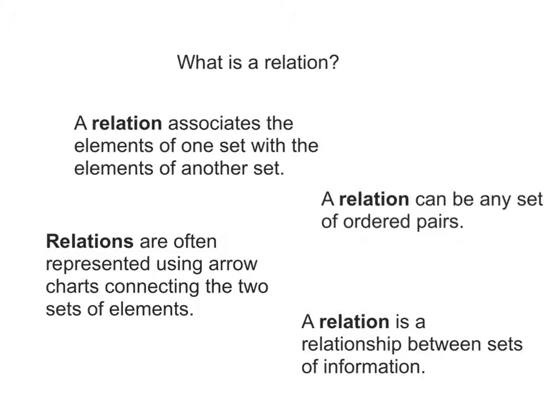A relation can be any set of ordered pairs. So when you see an ordered pair like an x and a y, that's a relationship, the way x is related to y. So a set of ordered pairs. Relations are often represented using arrow charts connecting the two sets of elements. We're going to talk about these arrow charts or arrow diagrams today.